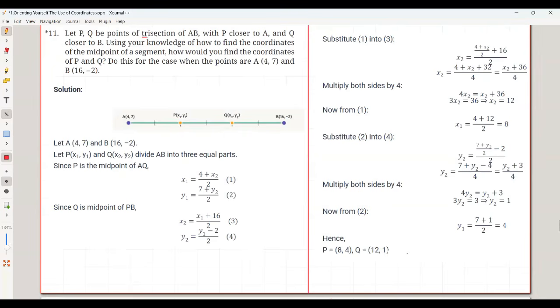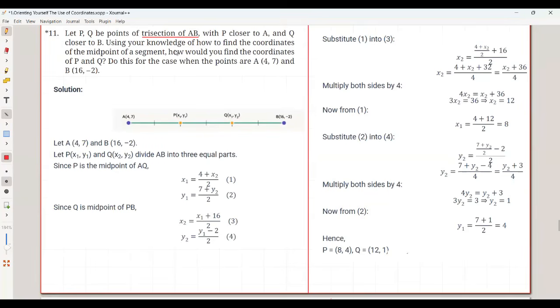Okay, the 11th one: let P and Q be the points of trisection of AB. Trisection means dividing into 3 equal parts. We have just taken the line AB. P is one point, Q is another point. Trisection means dividing into 3 equal parts, from here 1, 2, 3 equal parts. And it's given that P is closer to A and Q is closer to B.